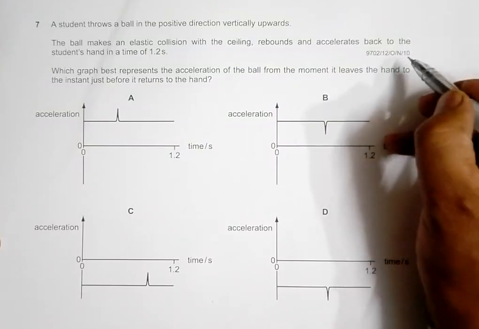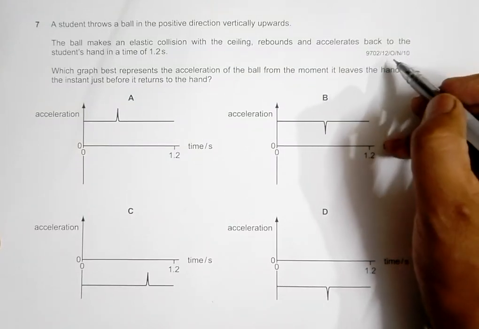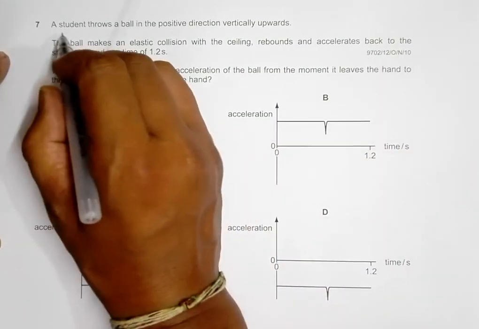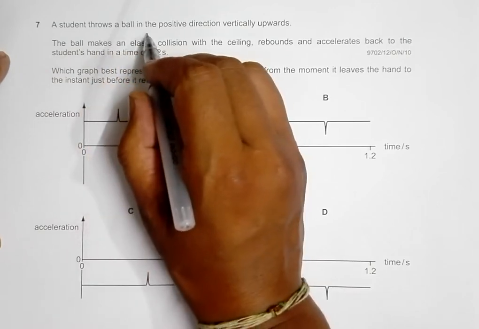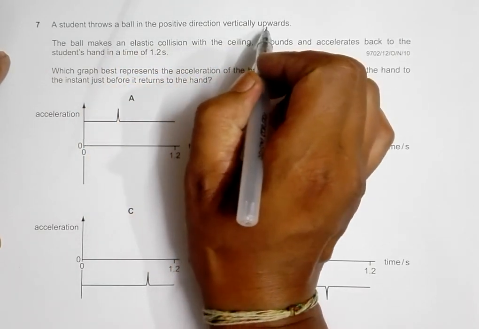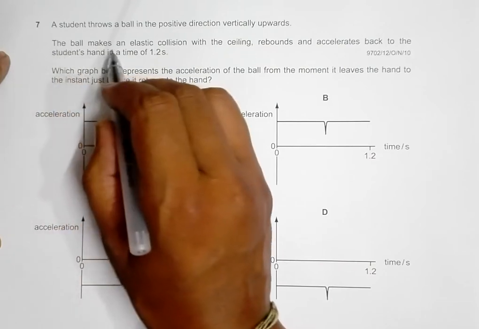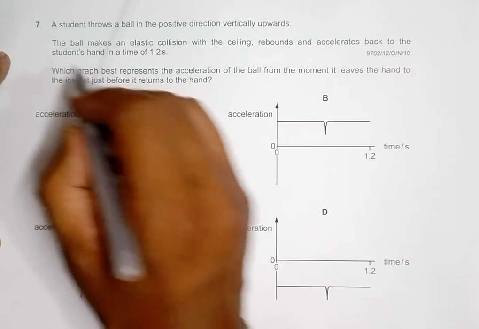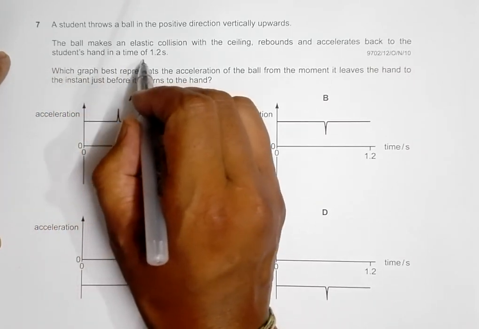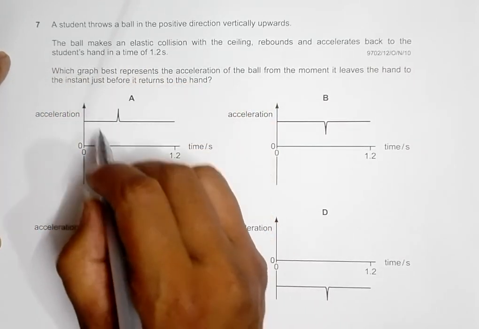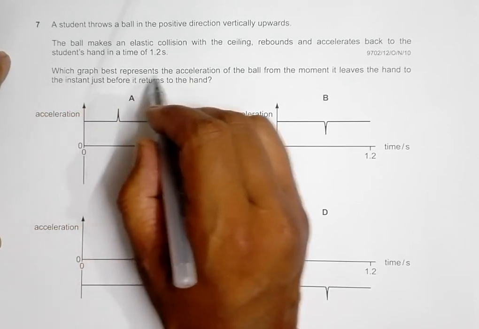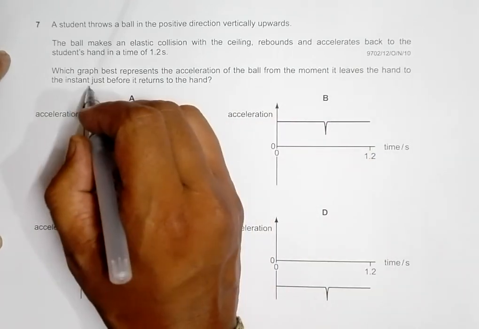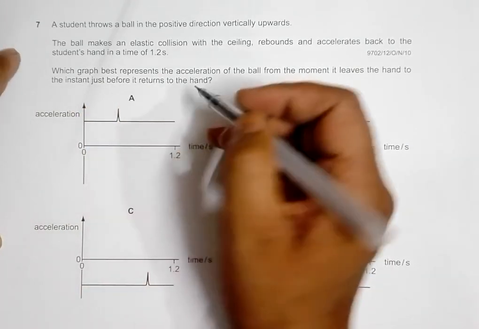This question belongs to 2010 October November paper 1-2 and the question number is 7. It says that a student throws a ball in the positive direction vertically upward. The ball makes an elastic collision with the ceiling, rebounds and accelerates back to the student's hand in a time of 1.2 seconds. We have to find which graph best represents the acceleration of the ball from the moment it leaves the hand to the instant just before it returns to the hand.